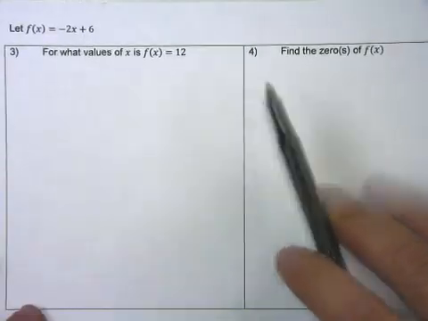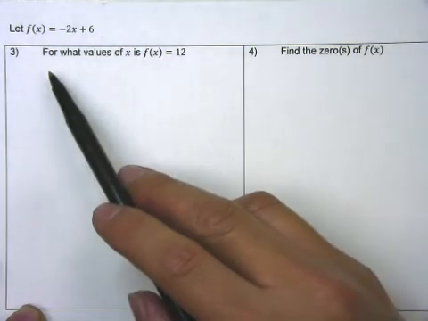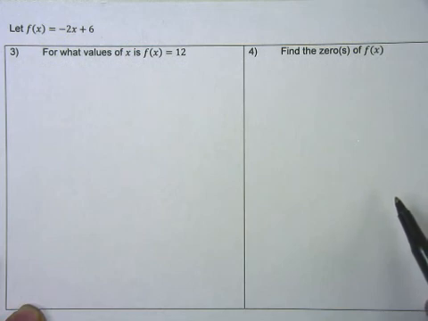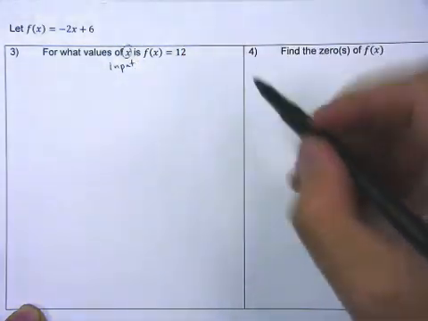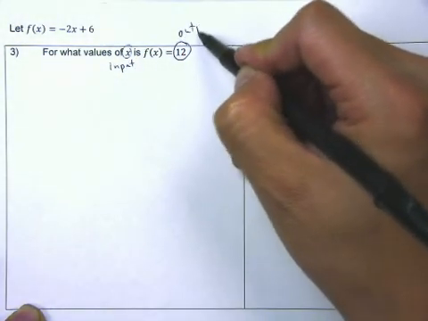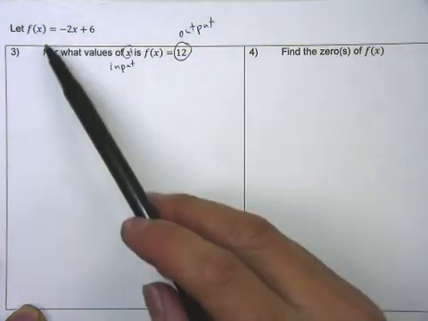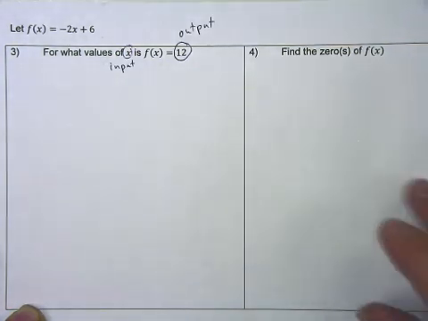If f of x is equal to negative 2x plus 6, the question says, for what values of x is f of x equal to 12? Another way of saying that, remember, is we want to find the input values that are going to give us an output value of 12. In other words, we're trying to figure out what inputs are going to make this output equal 12. And that's really the key.